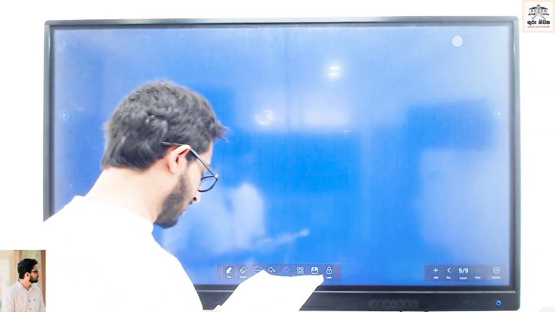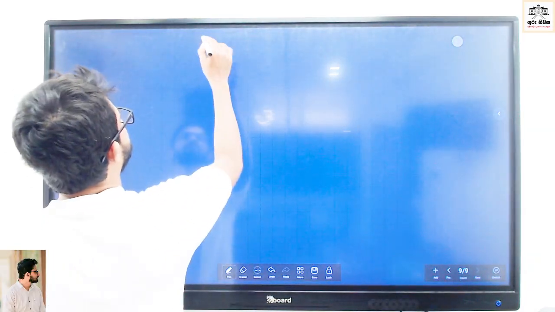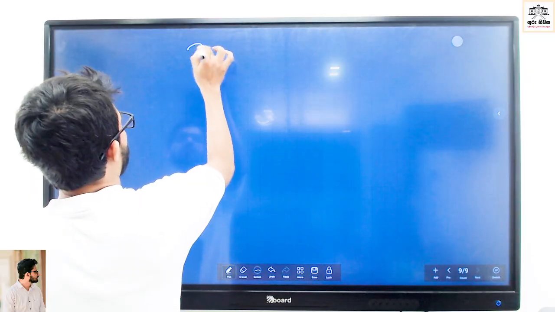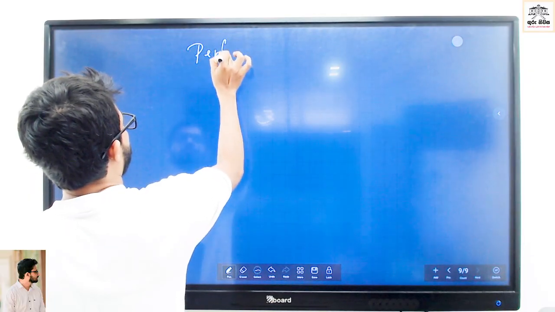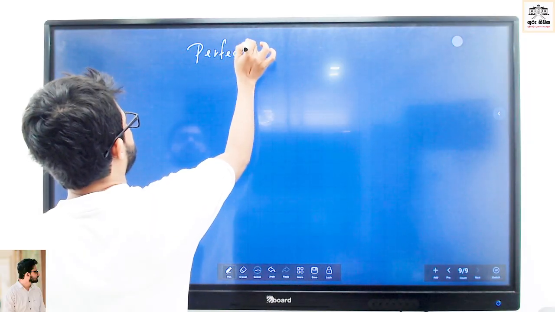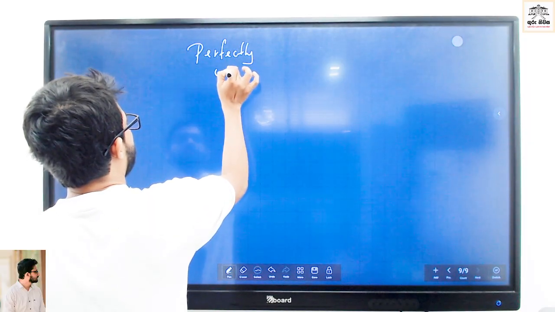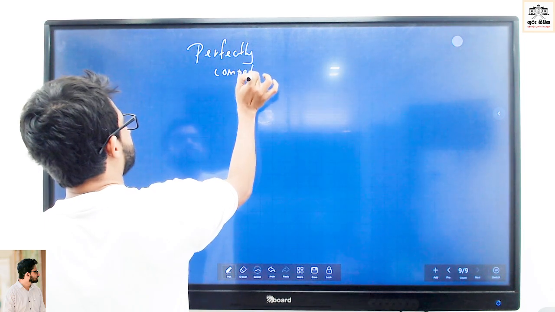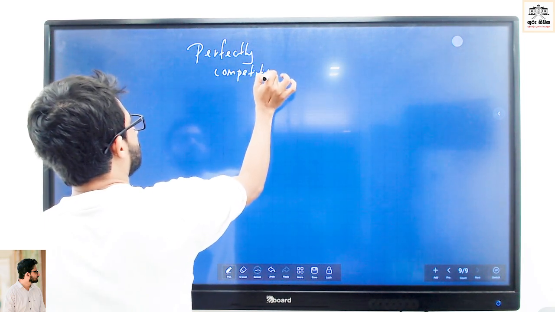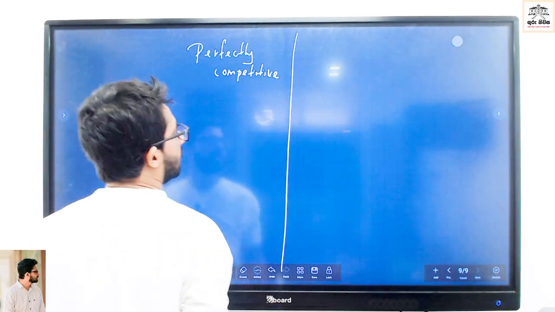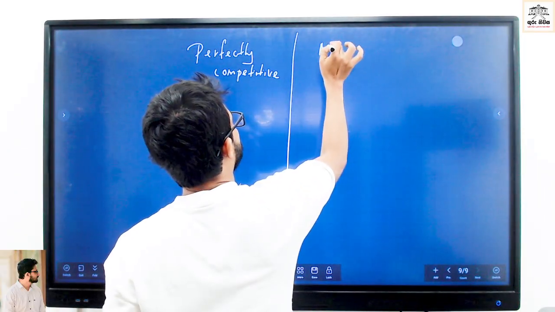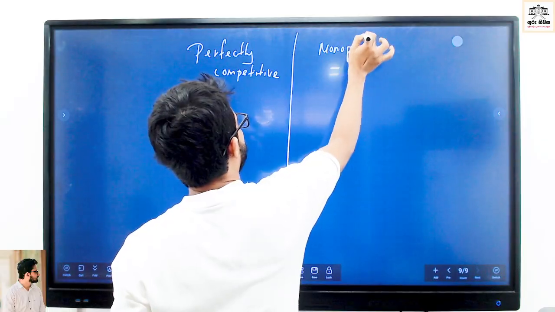What are the market structures given? Perfectly competitive is the first market structure that we have completed. Second one, monopoly.